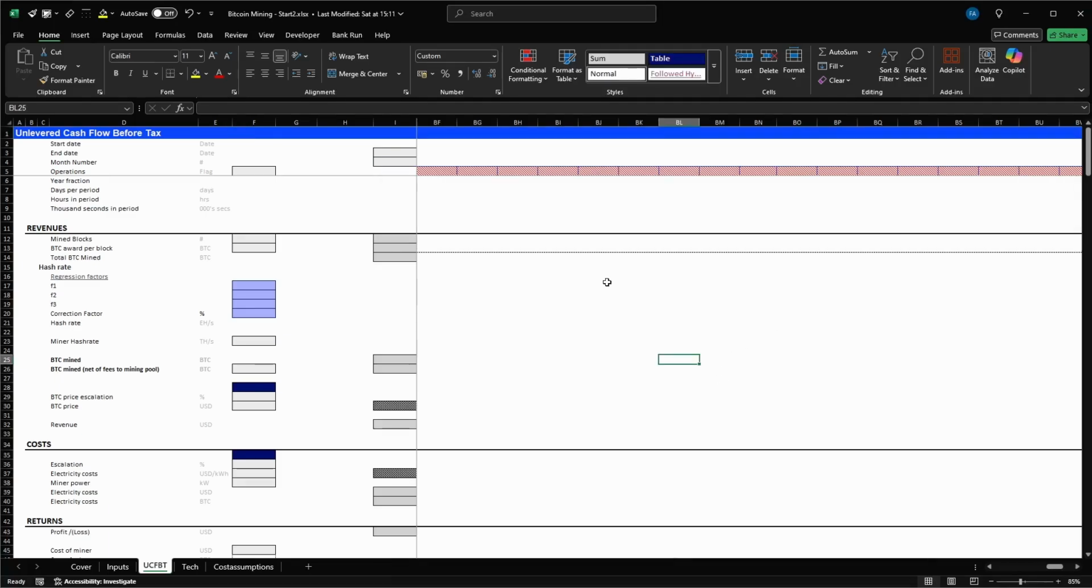But before we get to populate the timeline and build up the financial model, I just wanted to show you what extra information I added to the input sheet.